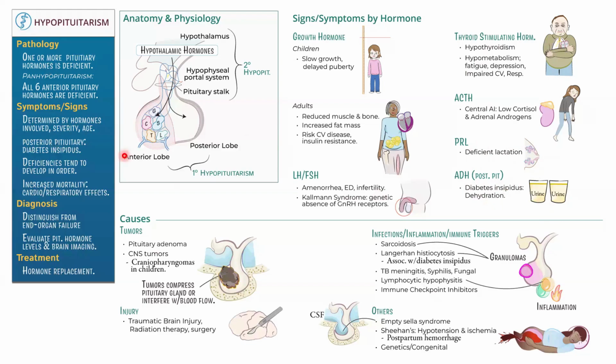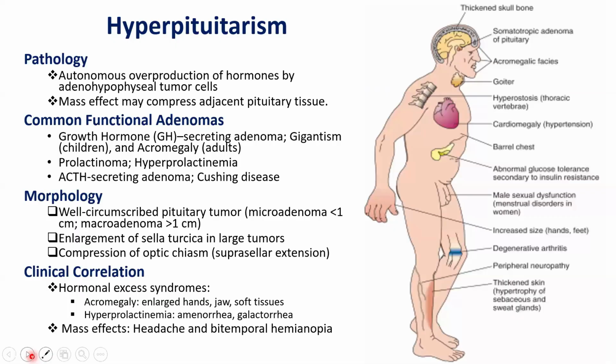So that's about hypopituitarism. What about hyperpituitarism? For hyperpituitarism, the pathology is that there is overproduction. In hypo, there was underproduction. In hyper, there is overproduction of hormones by adenohypophyseal cells, or the cells of the anterior pituitary gland. But what leads to that most of the time is actually tumor cells. So tumor cells overproduce. That leads to growth hormone secreting adenomas, leading to gigantism.